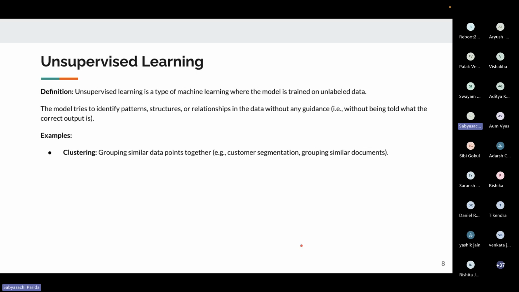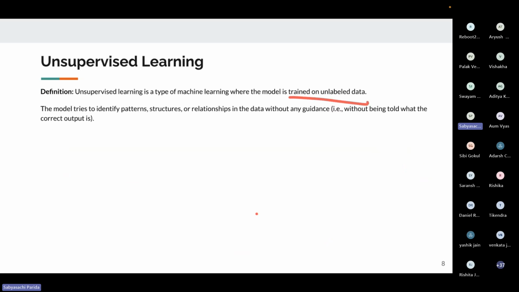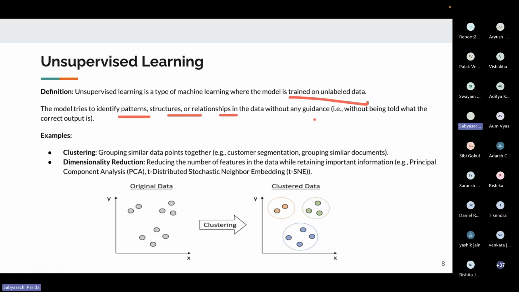Whereas in unsupervised learning, there is no direct supervision. So we are trying to train on unlabeled data. Here, as you saw, there is a particular target we want to predict, for which we build our model. That is the particular price: for so and so thing, this is what my price can be. But in unsupervised learning, there is no such label within the data. In that, the model tries to identify patterns or structures or relationships within the data without any guidance.